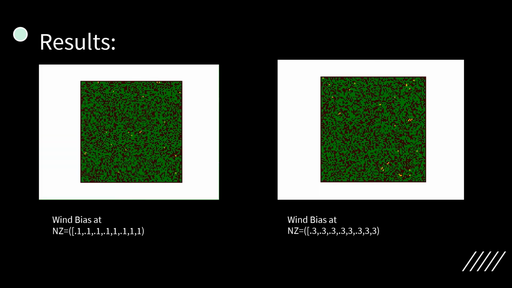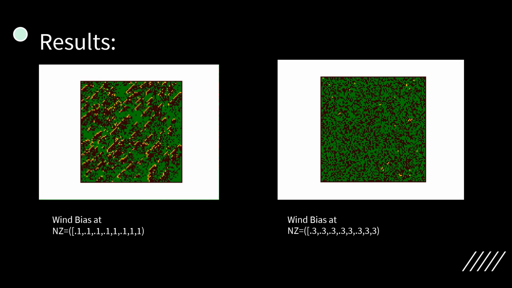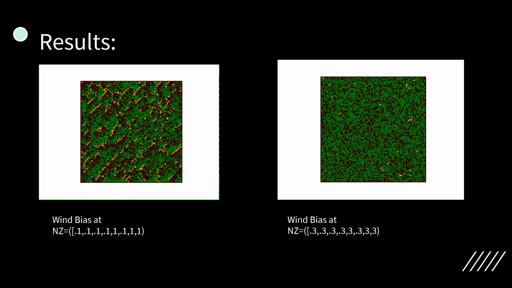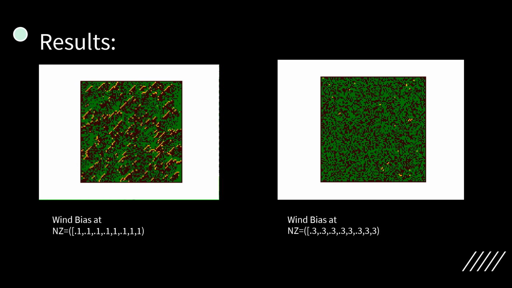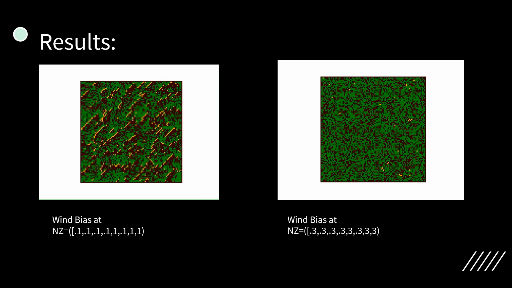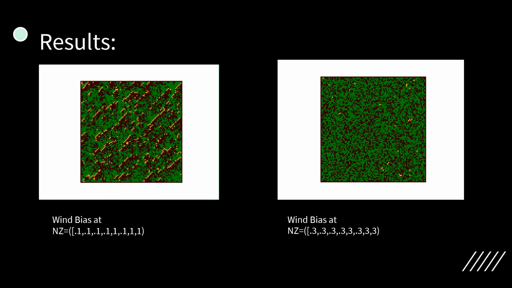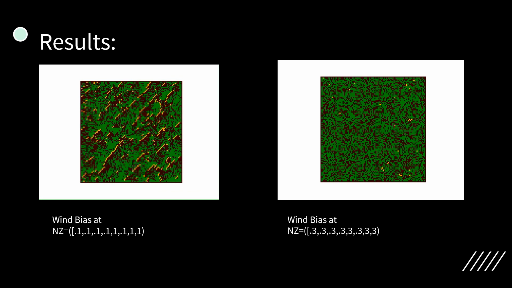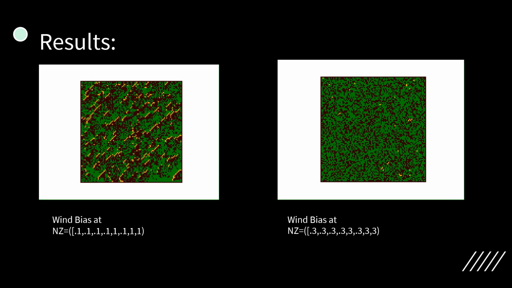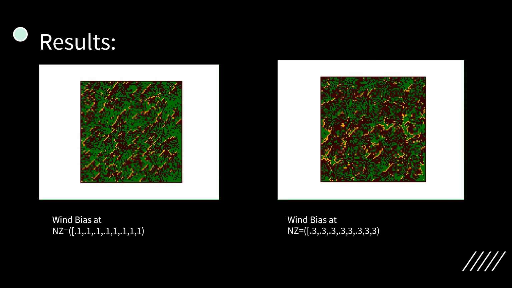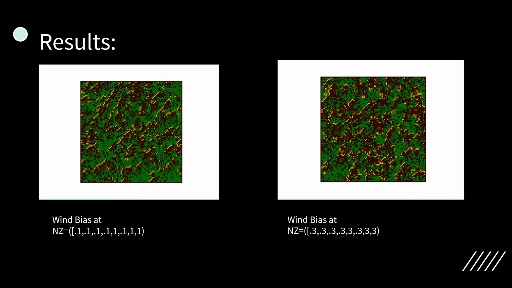And here you can see the results when we included wind in our experiment, and the NZ values are shown below. This is quite an interesting plot. Then I tried playing with some values to see what happens if I increase the bias, and you can see it's spreading faster than in the first plot.